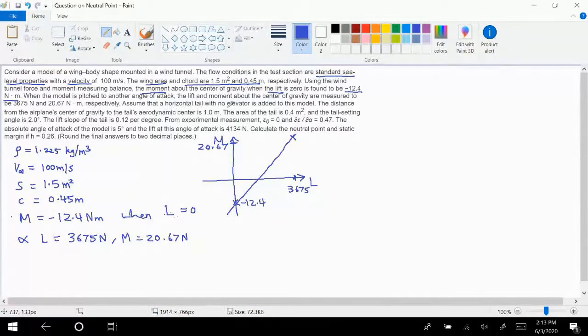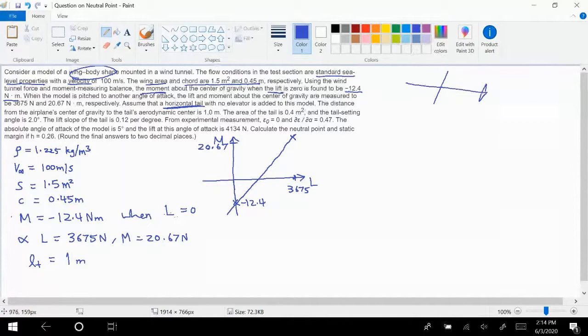Assume that a horizontal tail with no elevator is added to this model. So it was just a wing body shape. It had a body, it had a wing. Now, in addition to that, a horizontal tail is added, with no elevator. The distance from the airplane's center of gravity to the tail's aerodynamic center is 1 meter. So that means LT, the tail moment arm, is equal to 1 meter.